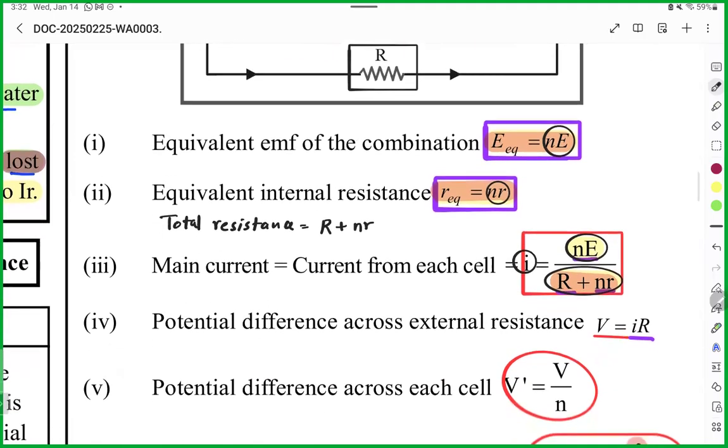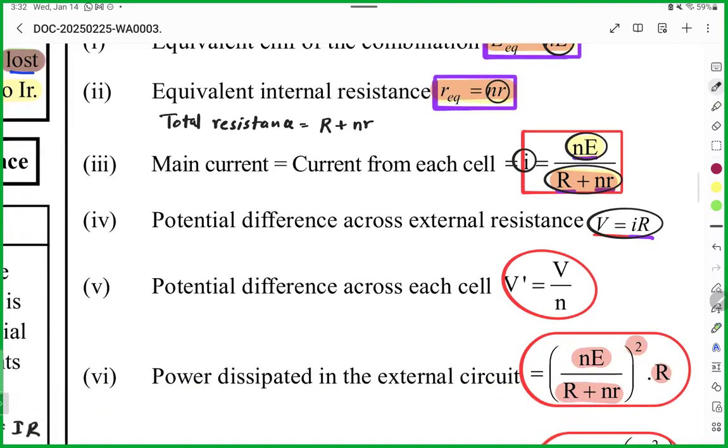Any doubt, guys? Potential difference across the external resistor, V is equal to I times capital R. Potential difference across each cell will be N times less.